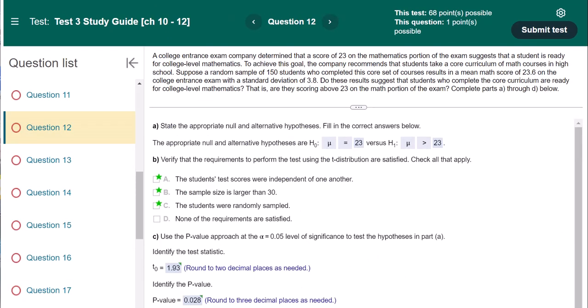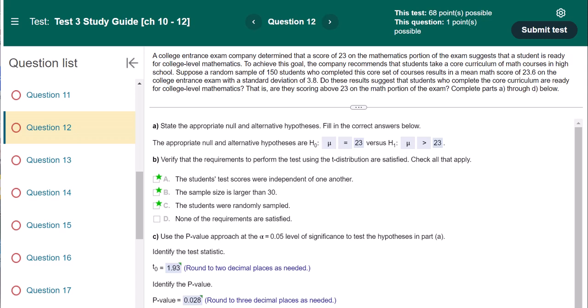Okay, number 12. A college entrance exam company determined a score of 23 on the math portion of the exam suggests a student is ready for college level math. To achieve this goal, the company recommends students take a core curriculum of math courses in high school. So we have a random sample of 150 students who completed this course.